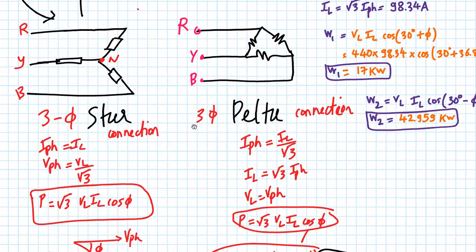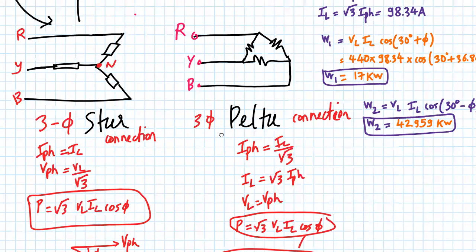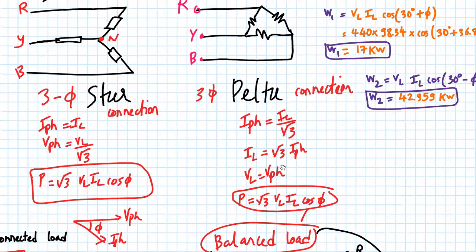Now, if it is a three-phase delta connected load, here I've considered a resistive load. It can be a combination of resistive, capacitive, and inductive load. Here you have R, Y, and B phase. So this is my delta connected load. In a delta connected load, we have phase current given by IL divided by root 3. The line current will be given by root 3 times phase current.